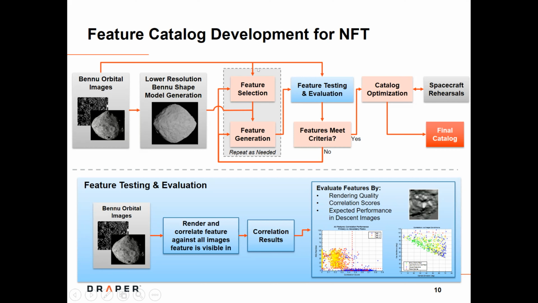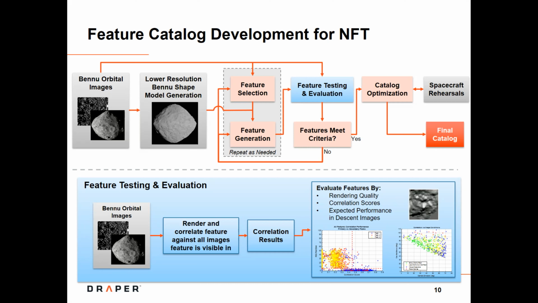So it was a lot of that back and forth to get the final set of features that we needed. And then once we had that, we optimized the order of the catalog to try to prioritize the features that scored best, but also we needed to optimize not just for the nominal trajectory, but also our 3 sigma dispersion. And we wanted to make sure that those 5 features per image were spread well across the image.